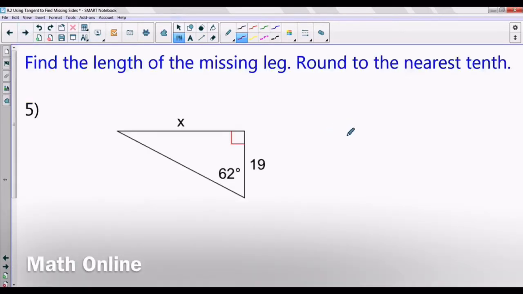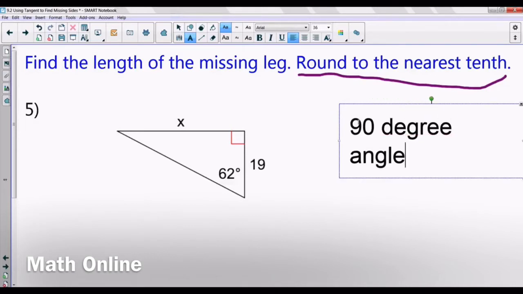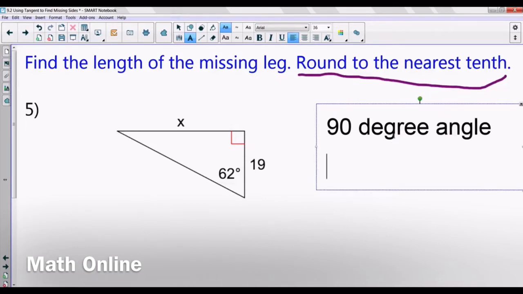All right, so now we have example number 5. Find the length of the missing leg. Round to the nearest 10th. So we just need the 10th value. Okay. All right. So now what we're going to do is, first of all, we need to identify where is the 90-degree angle. We're going to do the same thing we've been doing. It doesn't change. And we need to identify the angle of interest. Those are the 2 things we need to identify first of all.